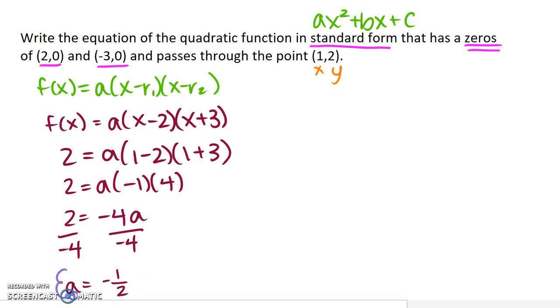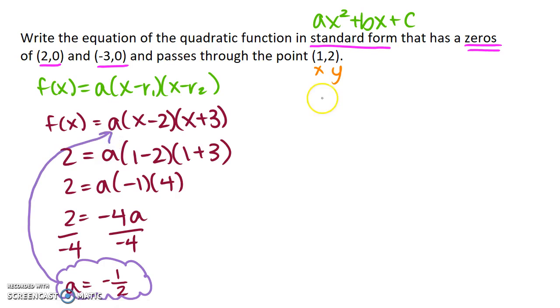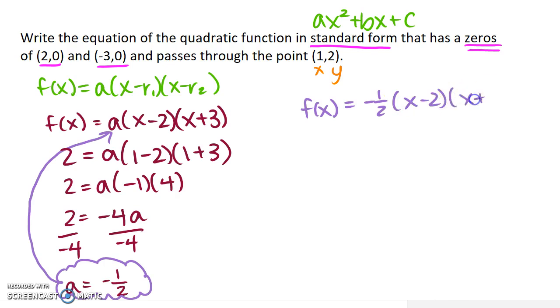And it's okay to get a fraction. Fractions aren't necessarily a bad thing. That just means our quadratic is compressed instead of stretched. So we take our a value next and substitute it in, just like we did last time. So we'll have f of x equals -1/2 times x minus 2 times x plus 3. So this is in factored form, but we need to get it into standard.